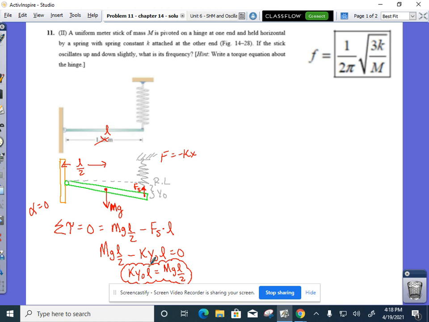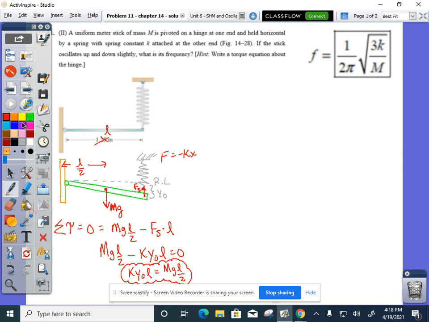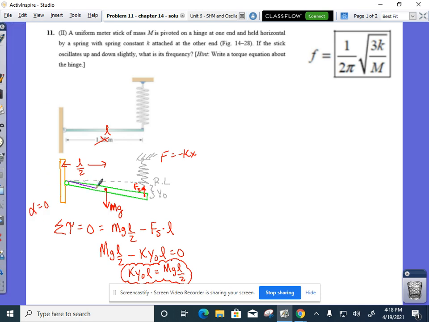Now, this next part, we're going to go ahead and displace this thing further downward. Once it's in a state of equilibrium, I'm going to displace it a little bit more. And so let's just go ahead and draw that on here as a change to this. Now I'm going to go ahead and stretch this thing down just a little bit further.